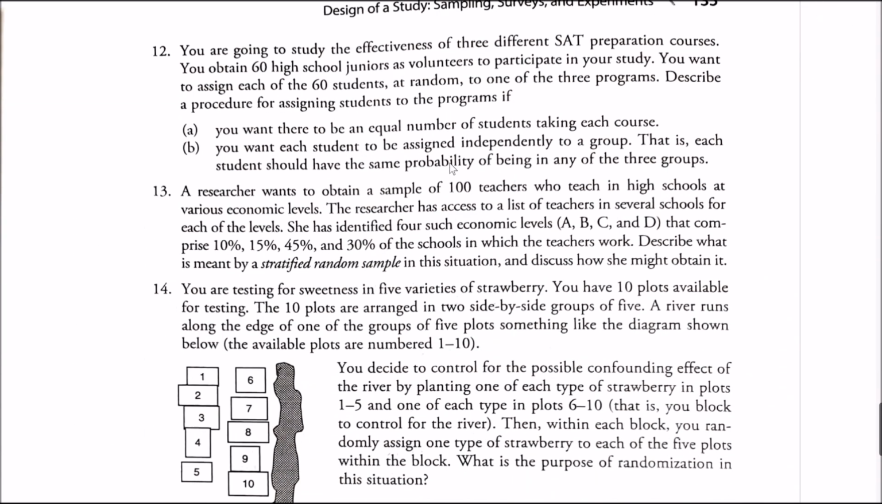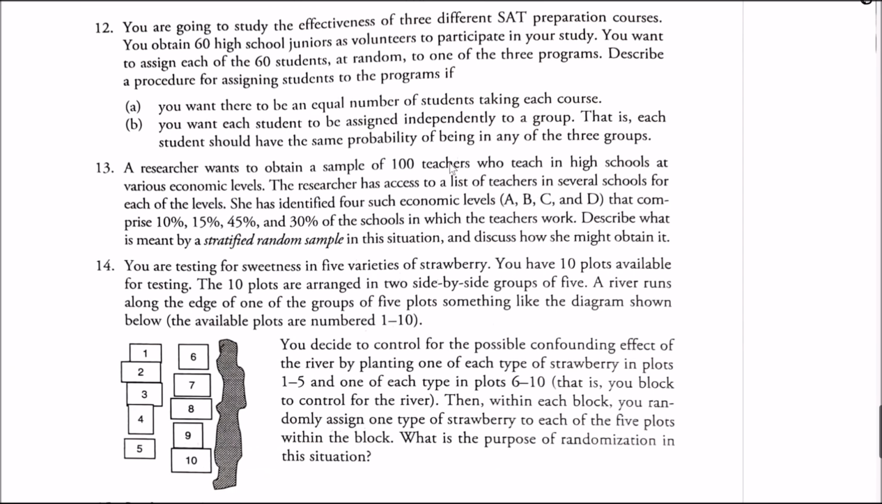Okay, so number 12, you are going to study the effectiveness of 3 different SAT preparation courses. You obtain 60 high school juniors as volunteers to participate in your study. You want to assign each of the 60 students at random to one of the 3 programs. Describe a procedure for assigning students to the programs. Now, part A, it says you want there to be an equal number of students taking each course.